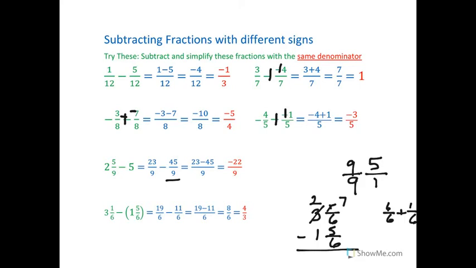So 7 minus 5 is 2/6. And 1 2/6 is the same thing as 1 1/3, which is 4/3. Same answer. All right, how'd you do?